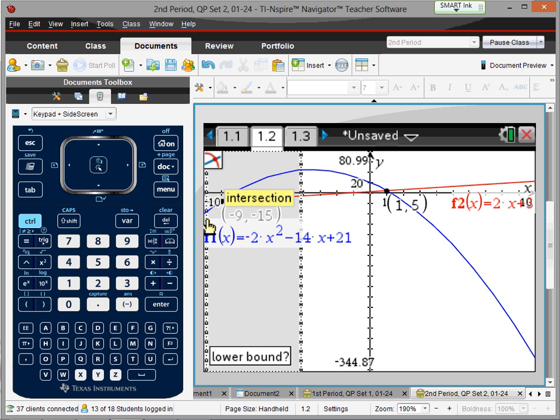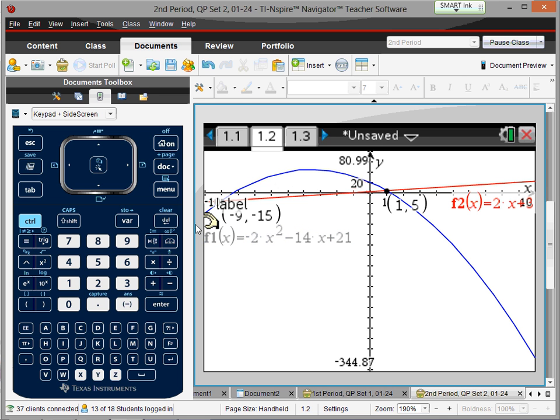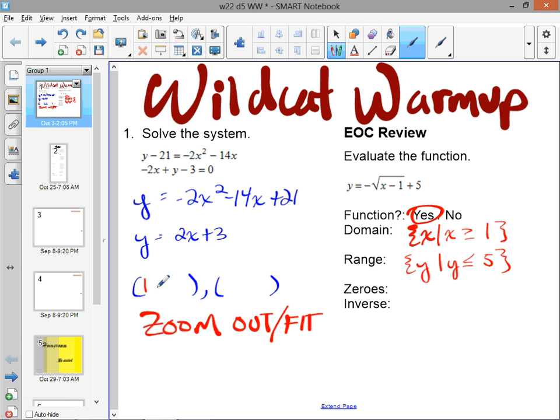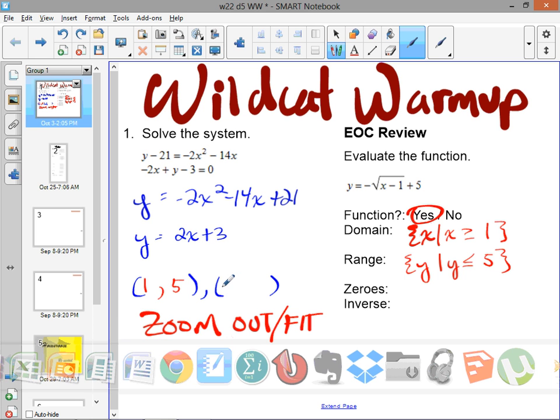And you know on the ACT and on your end of course test, one of the answer choices will be the 1, 5 all by itself. But the correct answer choice is both of these two intersections. So you should have said 1, 5, as well as -9, -15. So if you didn't get this right, you shouldn't be depressed. The point of this problem is to realize you have to zoom out or zoom fit to find all the intersections.